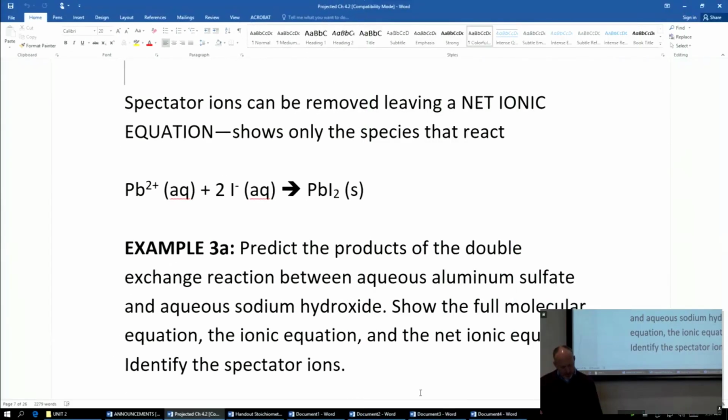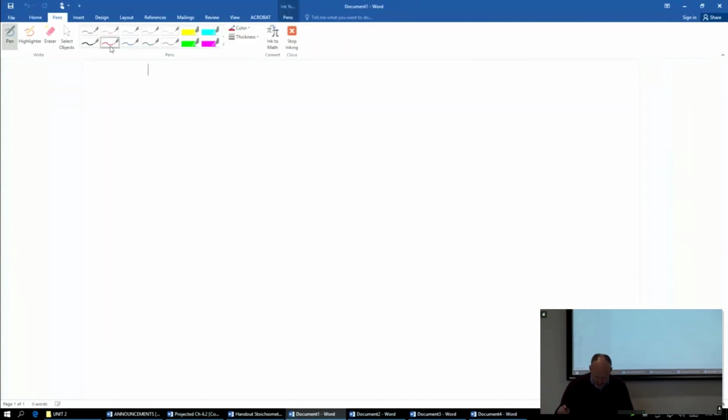So now we want to look at 3A. We're going to do all the steps. Predict the products of the double exchange reaction between aqueous aluminum sulfate and aqueous sodium hydroxide. Show the full molecular formula, show the ionic equation, and in the net ionic equation, identify all the spectator ions. So we're looking at problem 3A.